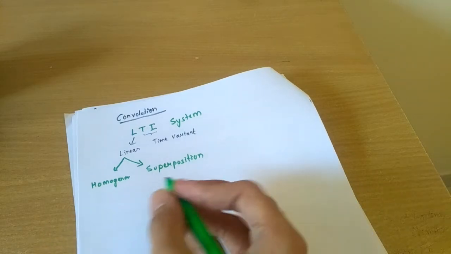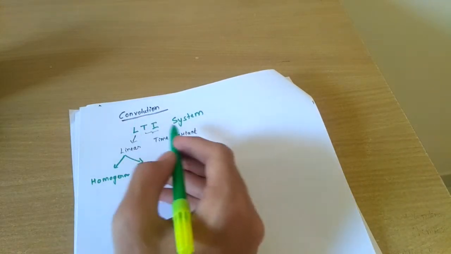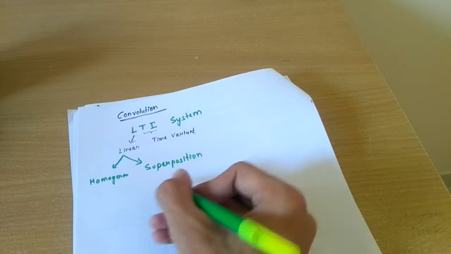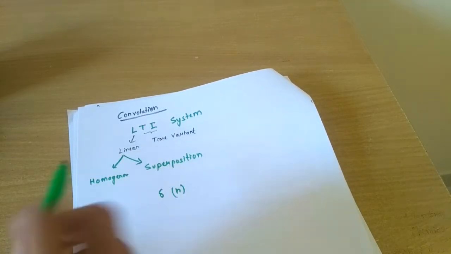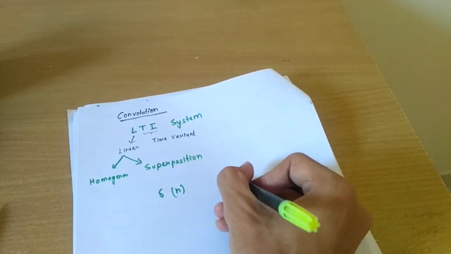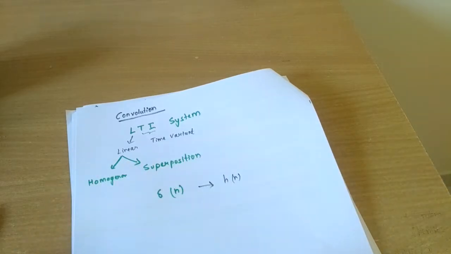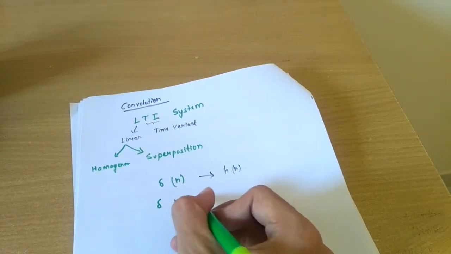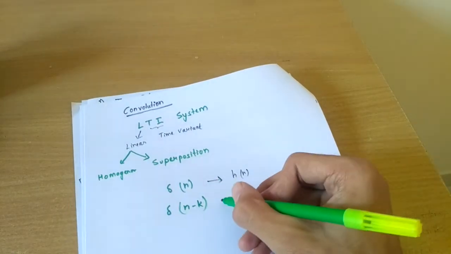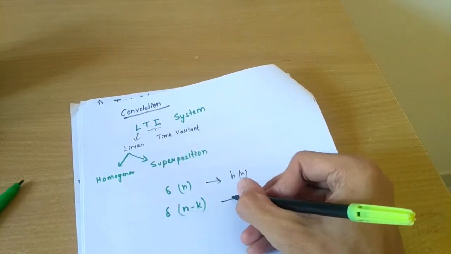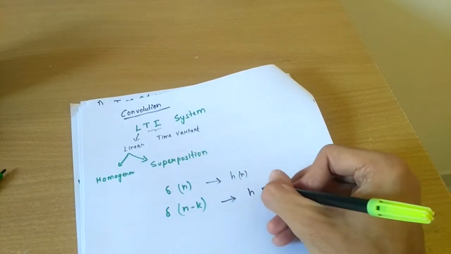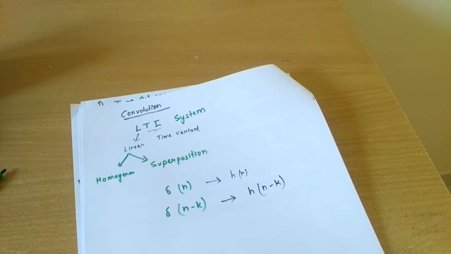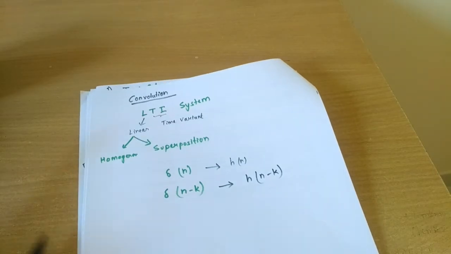It is very simple. So for an LTI system, as we all know, for an input delta n, we have output h of n. As per the time invariance property, if the input is delayed, then obviously our output will also be delayed by exactly the same amount, so we are getting h of n minus k only.